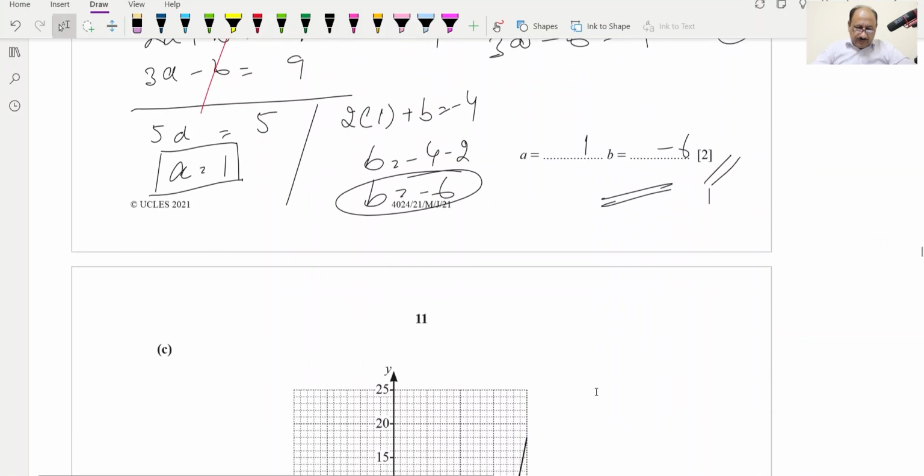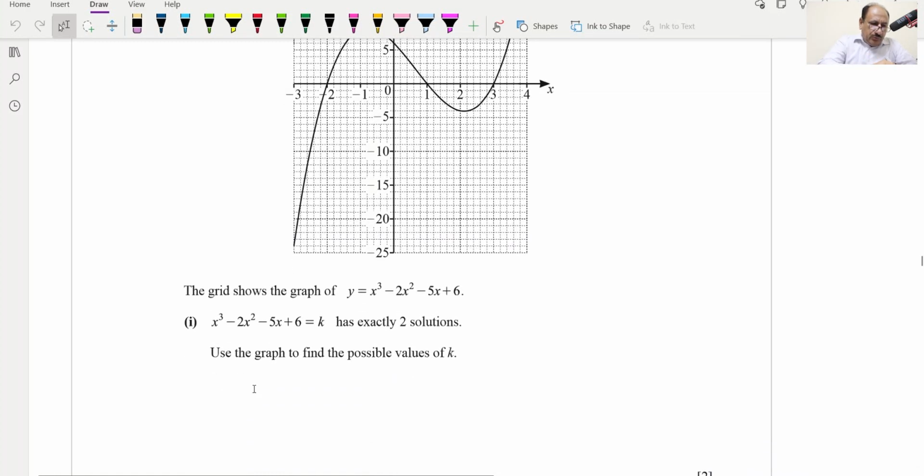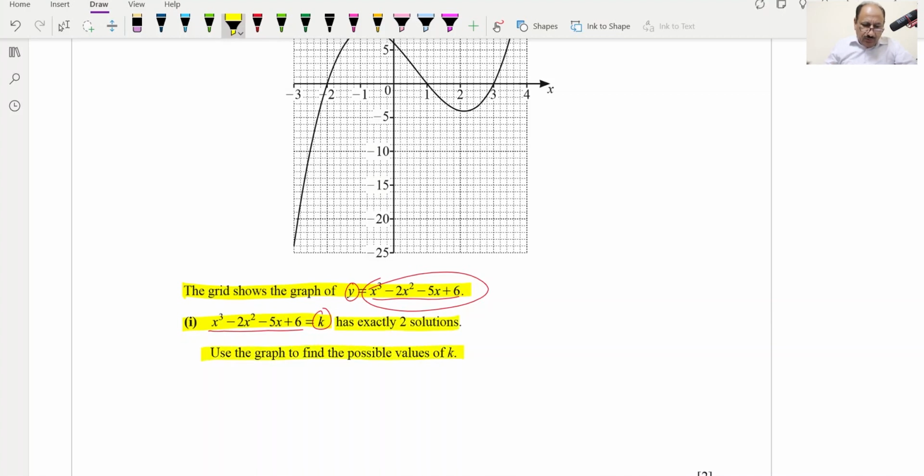Hopefully you understood this. C part, graph is provided over here. The grid shows the graph of y is equal to x cubed minus x squared minus 5x plus 6, and if this is equal to k, it means y is equal to k. This is the same equation as this one, so has exactly two solutions. Use graph to find the possible value of k.